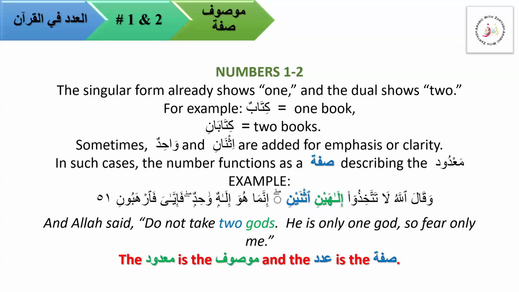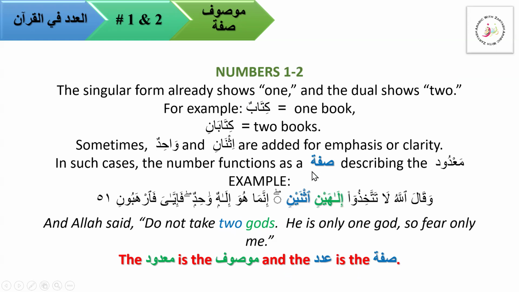Now let's start with numbers from 1 to 2. Here we see that the singular form already shows 1 and the dual shows 2. Very simple. For example, kitabun is one book and kitabani, that's the dual form that means two books. That ani, we know that this shows the dual combination. So that's two books, kitabun and kitabani. So sometimes wahidun and isnani are added for emphasis or clarity. So that's the main thing that we are going to learn for numbers 1 and 2. So in that case, the number functions as sifa.